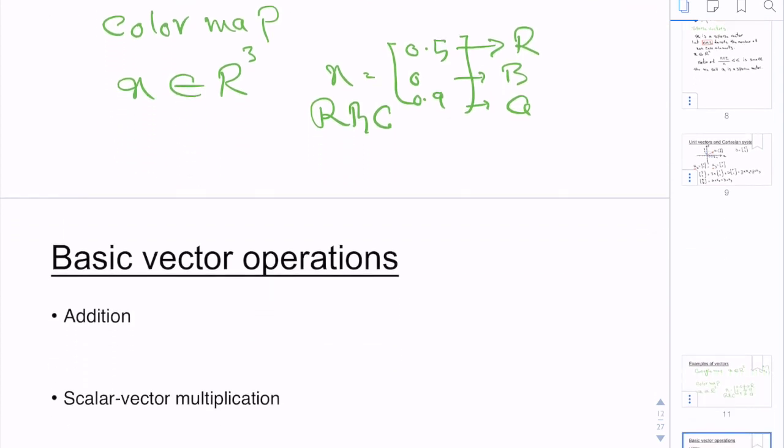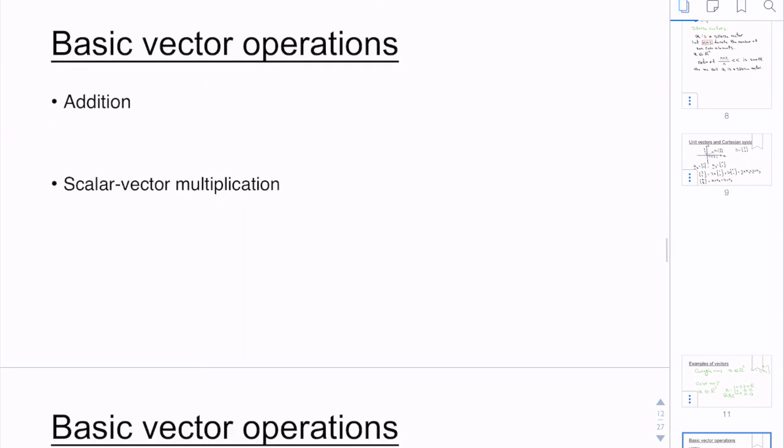So next, I'm going to talk about some basic vector operations.